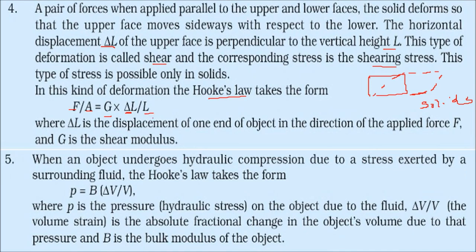Original length is this. When an object undergoes hydraulic compression due to stress exerted by the surrounding fluid, the fluid also exerts some pressure. So Hooke's law takes the form P equals B delta V by V. P is the pressure, which is the hydraulic stress on the object due to the fluid. Delta V by V is the volume strain, the fractional change in the object's volume due to the pressure. And B is the bulk modulus of the object.